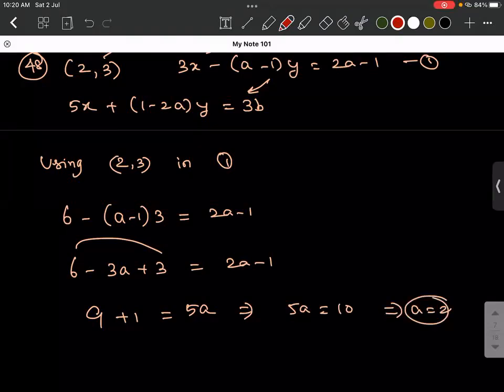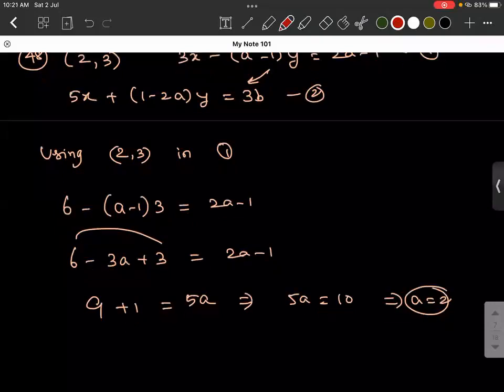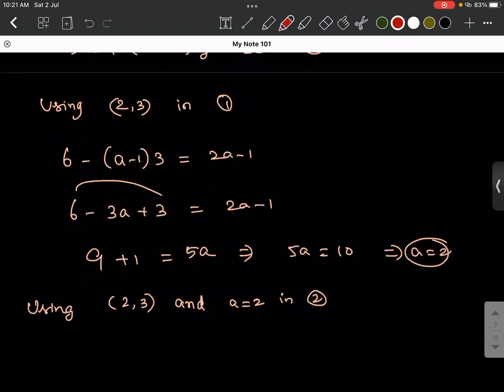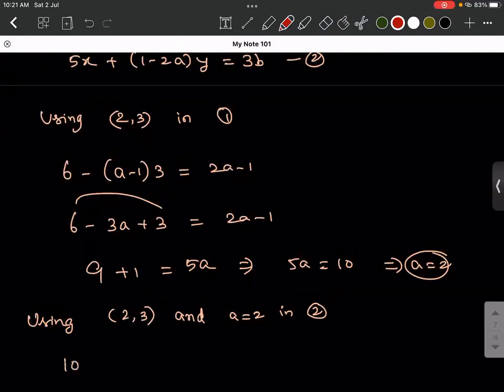So when a is equal to 2, using 2, 3 and a is equal to 2 into, what do we get? 10 plus 1 minus 4 into 3 is equal to 3b. Did you understand what I did?